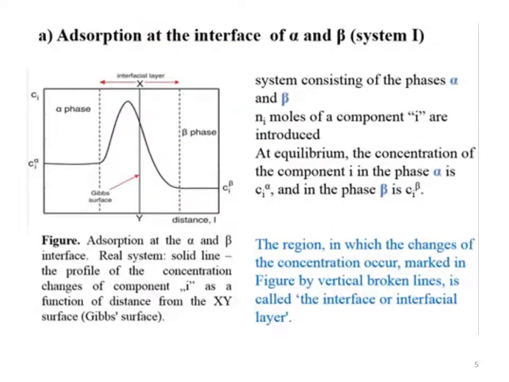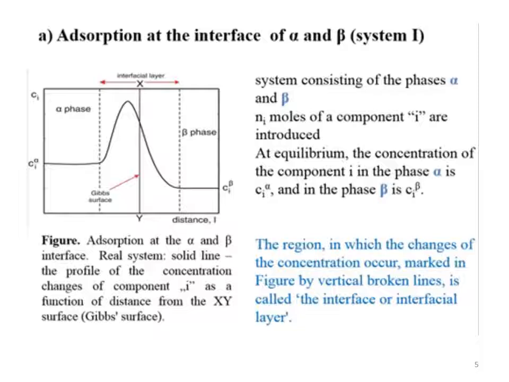Now we will see how adsorption occurs at the interface of alpha phase and beta phase in system 1. Basically, system 1 is the actual, real system. In this system, adsorption occurs, whereas in the reference system, as we discussed in lecture number 7, adsorption does not occur. Okay, let us discuss it.